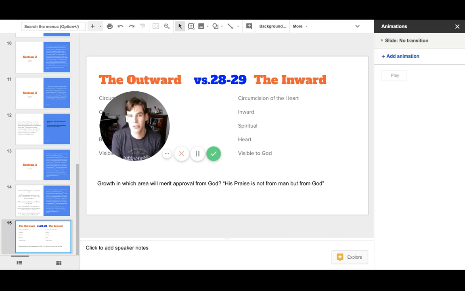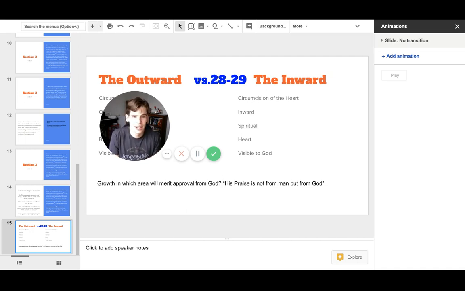So this is my question for application. Growth in which area will merit approval from God? Outward behaviors or inward heart attitudes and loves? Paul says, the man whose heart is circumcised doesn't seek the praise that comes from man, but he seeks the praise that comes from God, because God sees the heart. And when our heart changes, that's when God approves of us, not in a saving way, not in a works-earning kind of way, but in a relational kind of way.